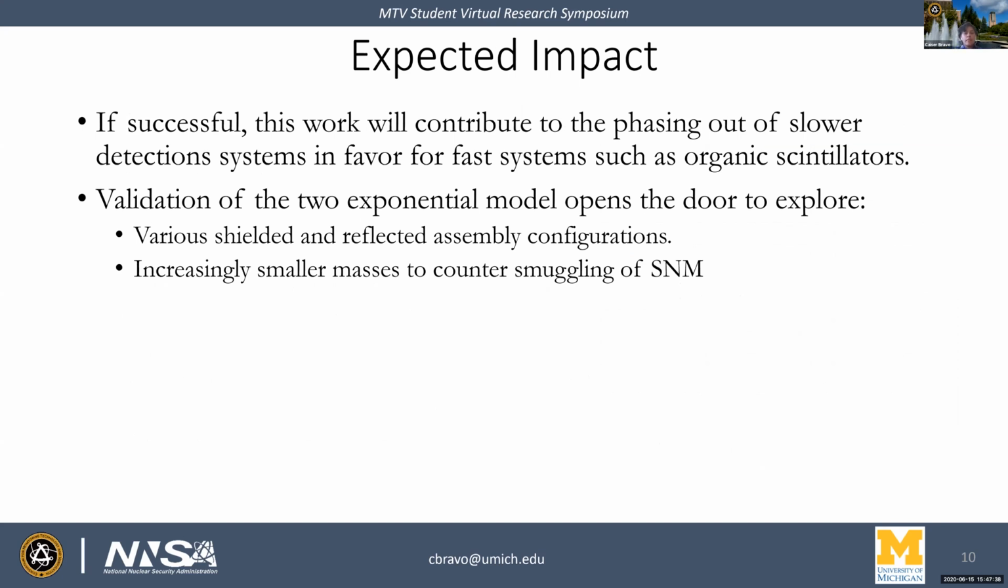The expected impact of this work is that, if successful, this work will contribute to the phasing out of slower detection systems in favor of fast systems such as organic scintillators. Furthermore, the validation of the 2 exponential model opens the door to explore various shielded and reflected assembly configurations, as well as various geometries, and allow us to learn more about increasingly smaller masses to counter smuggling of special nuclear material.